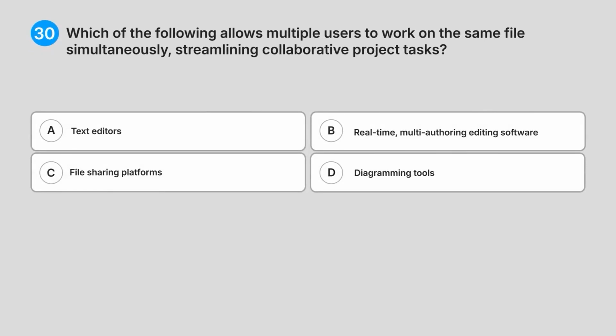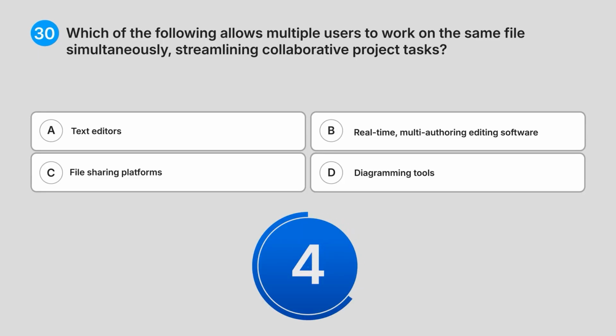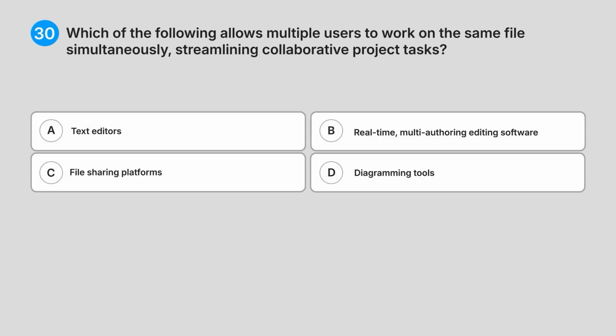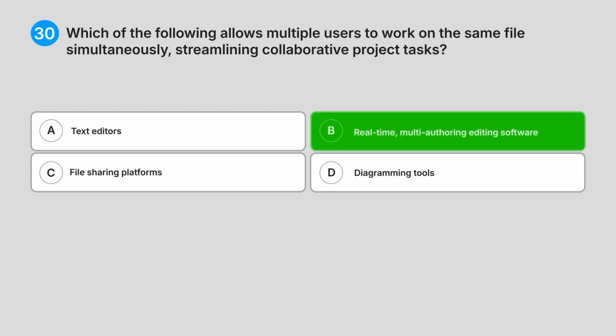30. Which of the following allows multiple users to work on the same file simultaneously, streamlining collaborative project tasks? A. Text editors. B. Real-time multi-authoring editing software. C. File sharing platforms. D. Diagramming tools. Can you guess the answer? Correct answer, B. Real-time multi-authoring editing software.